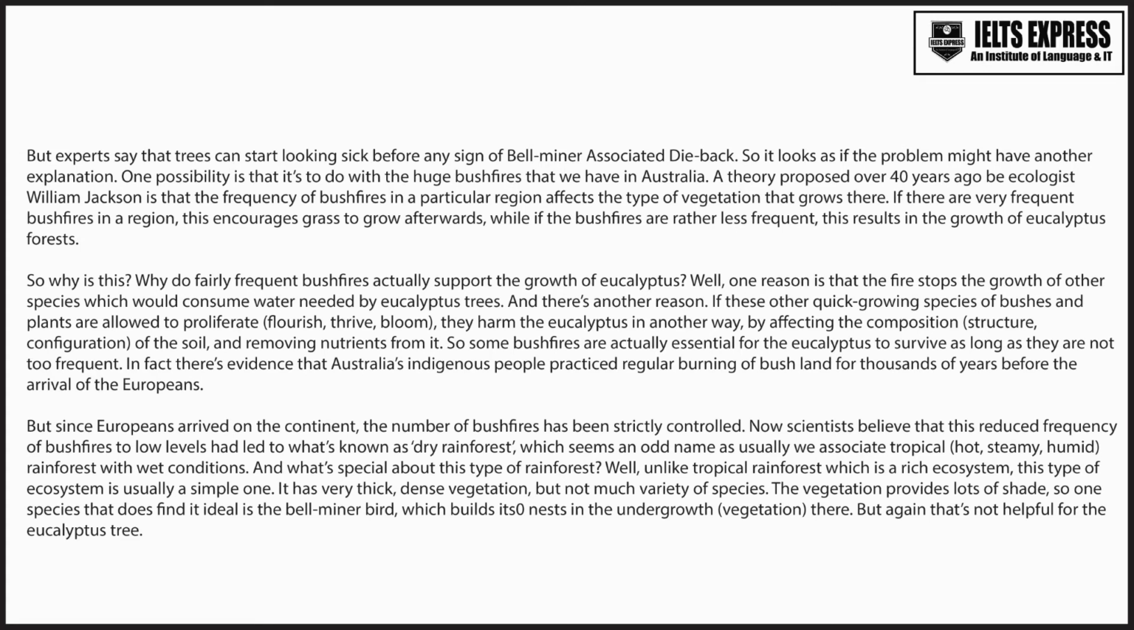And what's special about this type of rainforest? Well, unlike tropical rainforest, which is a rich ecosystem, this type of ecosystem is usually a simple one. It has very thick, dense vegetation, but not much variety of species. The vegetation provides lots of shade, so one species that does find it ideal is the bell miner bird, which builds its nests in the undergrowth there. But again, that's not helpful for the eucalyptus tree.